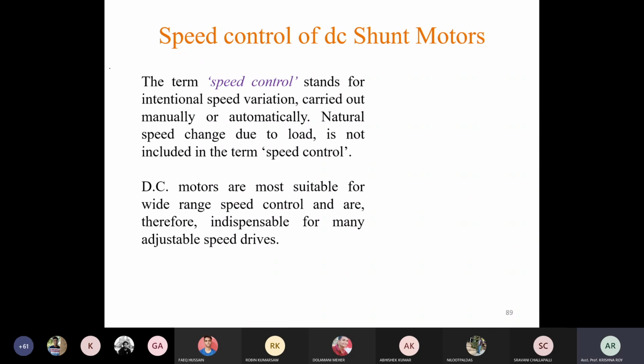No, sir. So here we will consider only DC motors, and in DC motors we will consider only shunt motors and series motors. Okay, so DC motors are most suitable for wide range speed control and are therefore indispensable for many adjustable speed drives. So ASDs, these are called adjustable speed drives. What is the meaning of this? That means depending on the load condition, the speed can be adjusted.